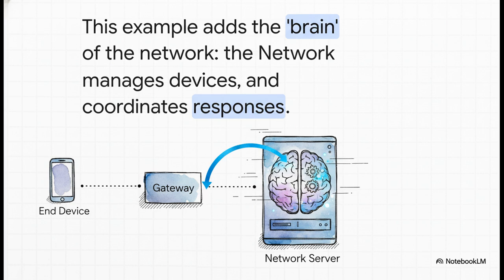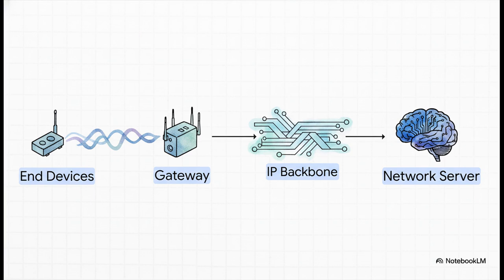This is the brain I was talking about. It's not just passively receiving data, it's actively processing it, managing all the devices, and deciding what to do next. This script models that entire end-to-end data flow. And you can literally see the jump in complexity right here in the topology. We've now added an IP backbone and the network server.